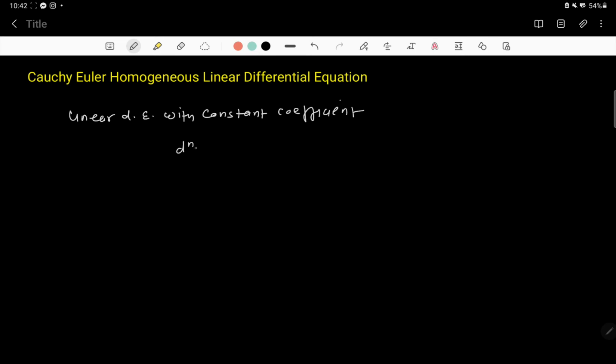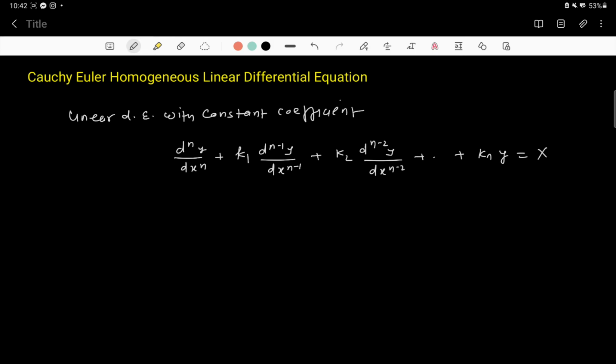d^n y/dx^n + k1 d^(n-1) y/dx^(n-1) + k2 d^(n-2) y/dx^(n-2) and so on, plus kn y, is equal to a function of x. This is a linear differential equation with constant coefficient.